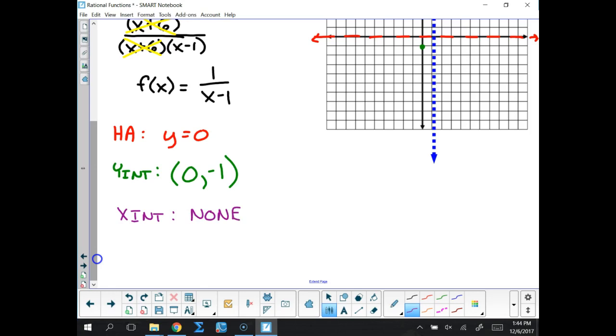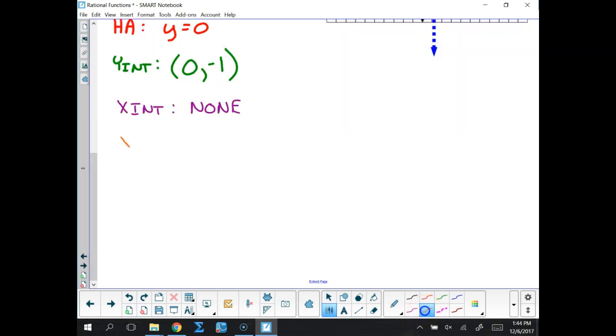Right? Do I have a hole? Yes, I have a hole because I had a common factor. So I take x plus 6 and I set it equal to 0. That gives me x equals -6. So my hole is going to be at -6, comma, something. I take that -6 and I put it back into my function. 1 divided by -6 minus 1 is 1 over -7.